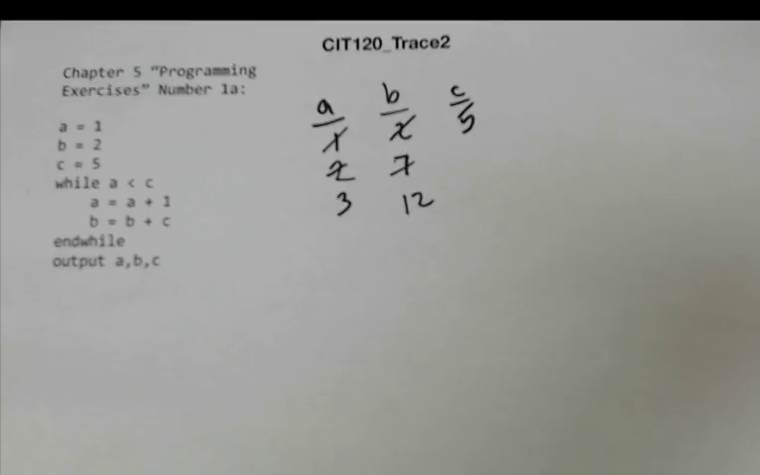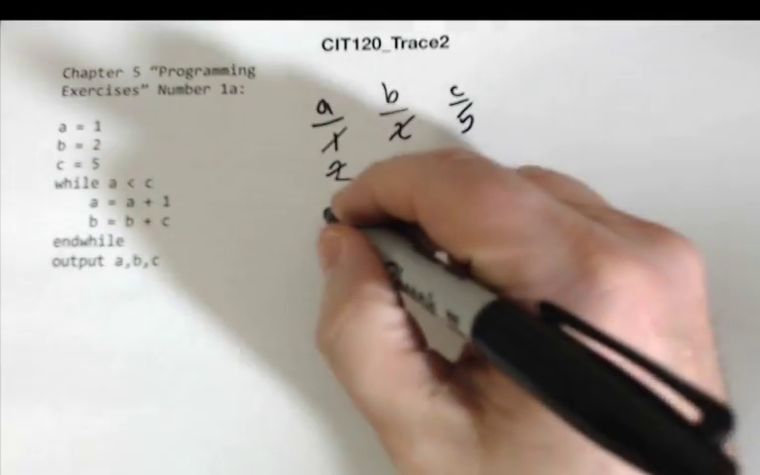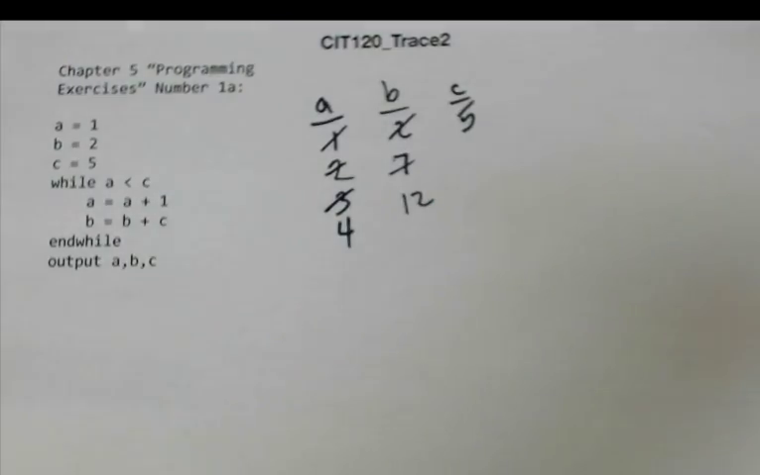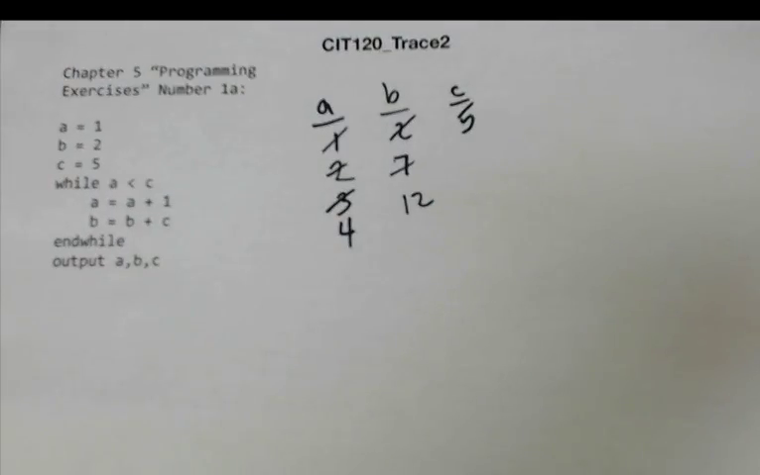We hit the end of the while loop. We go back to the top. We ask, is 3 less than 5? Those are the values in A and C. The answer is yes. So we execute the block of code again. We increment A. We add B and C together and put the result 17 in B.